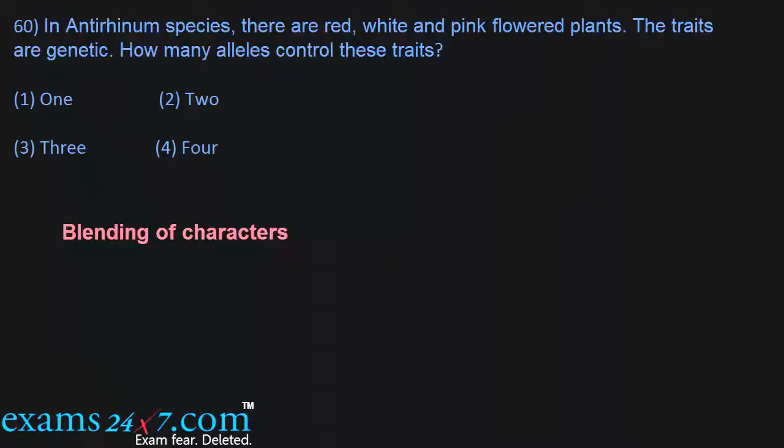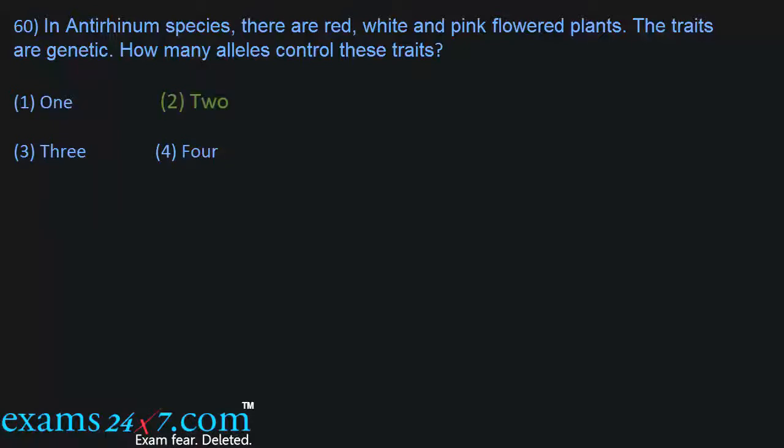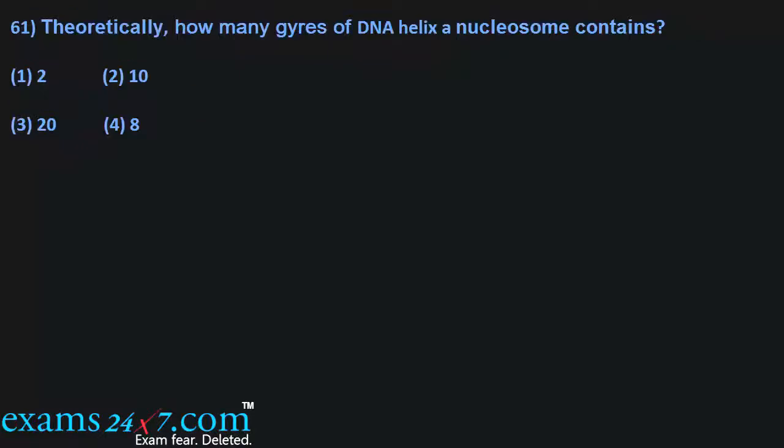So here you find blending of character or traits, not blending of genes. So answer must be the 2 alleles. That is option 2. Now we come to question number 61. Theoretically, how many gyres of DNA helix a nucleosome contains?